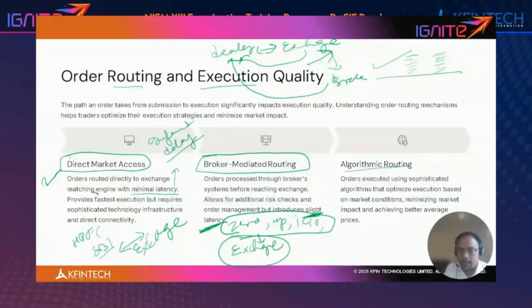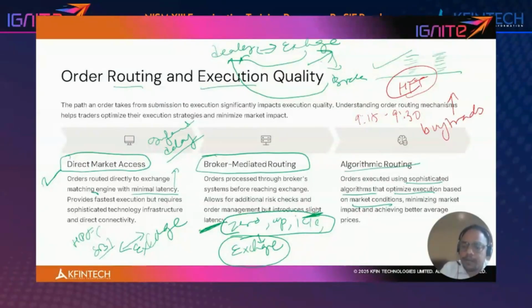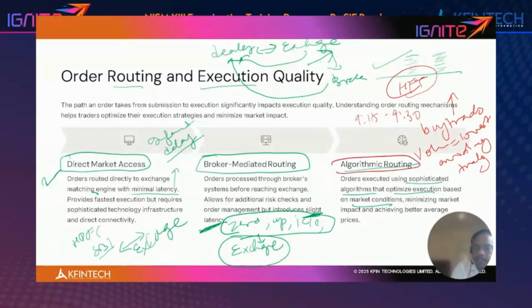Algorithmic routing: orders executed using sophisticated algorithms that optimize execution based on market conditions. Let's say you are a high frequency trader, but you don't want to sit in front of the screen and scan the market manually. You can write an algo, say between 9:15 and 9:30, when the volume is highest, execute all my buy trades. And then you can say when the volume is lowest, avoid any trading. These kinds of rules can be placed in the system, and based on those rules it will automatically place the order and route the order to the different intermediaries.